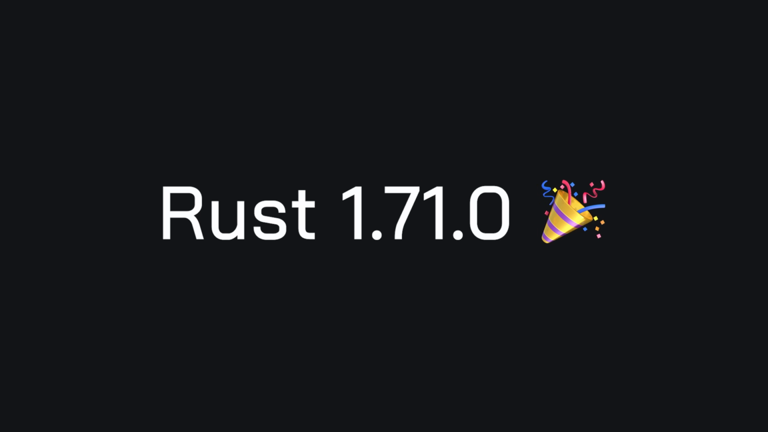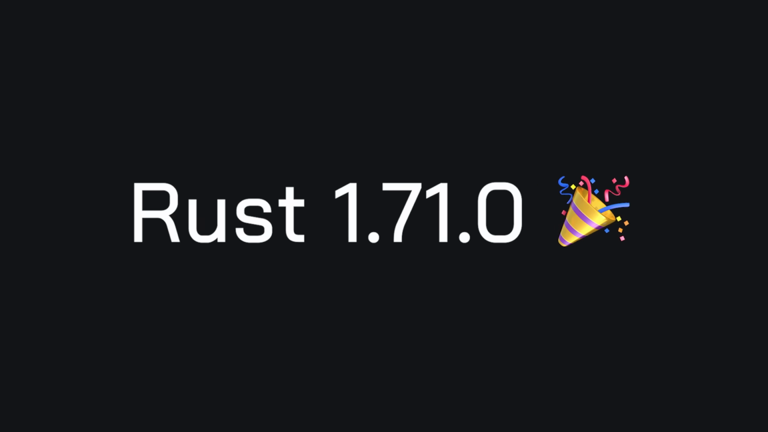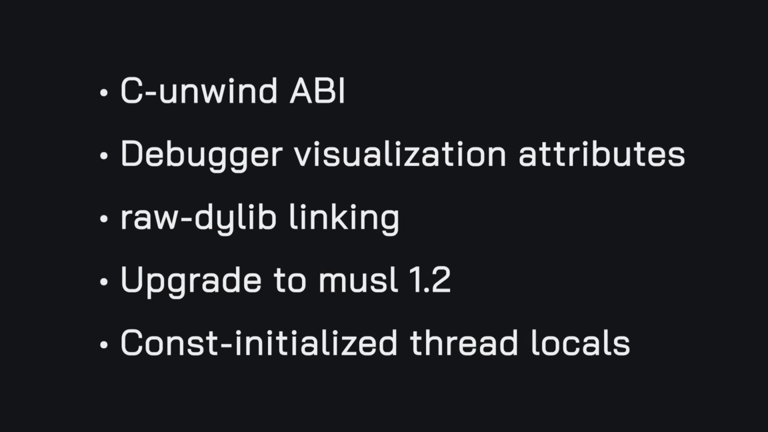In this video, I'm going to go over the latest release of Rust, version 1.71.0. Specifically, I'll cover the 5 big updates, which are the C-unwind ABI, the newly added debugger visualization attributes, raw-dylib linking, the upgrade to musl 1.2, and const-initialized thread locals. With that said, let's get rusty.